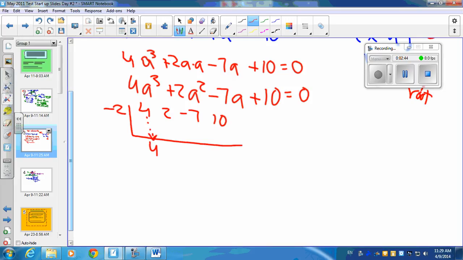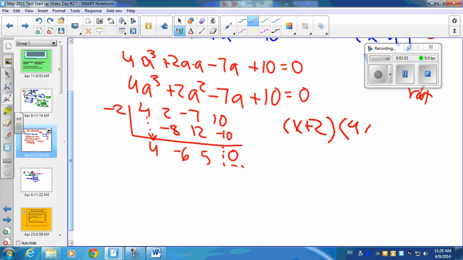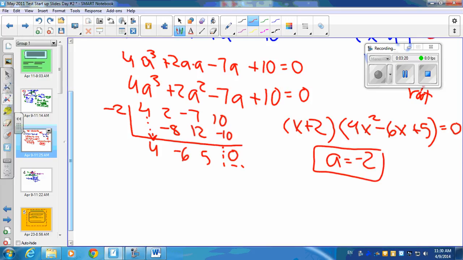Drop the 4 down, negative 8, negative 6, 12. 12 minus 7 is 5. 5 times negative 2 is negative 10, 0. That means that x plus 2 times 4x squared minus 6x plus 5 is the factoring of that. And the a that's going to work is going to be negative 2. You can use your calculator, though, for sure.